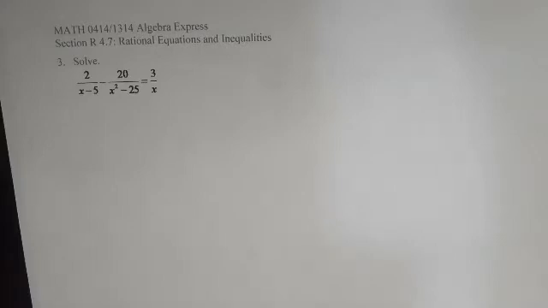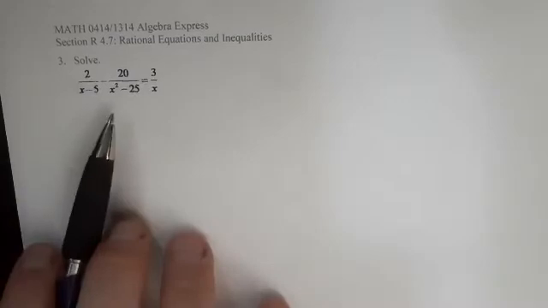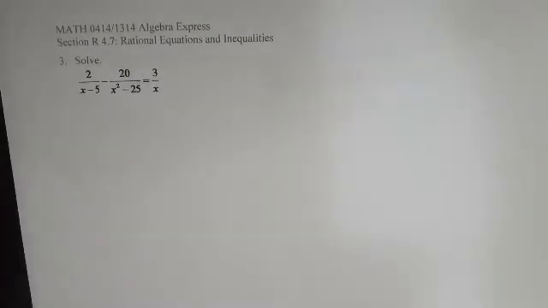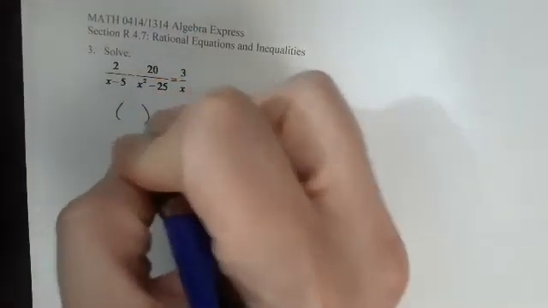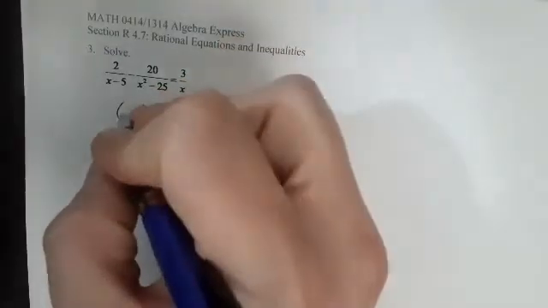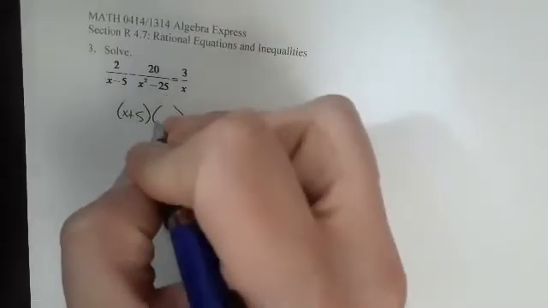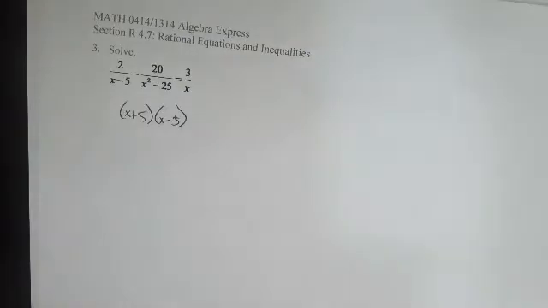Now we want to find an LCD of this thing. So we have an x minus 5, we have an x squared minus 25, and we have an x. So hopefully if you're looking at these, the thing that you notice that might look different is that we have something that looks like x squared minus 25 on bottom. If that's the case, we can really think of x squared minus 25 as a difference of squares. We really want to factor things if we're going to find an LCD. So this is an x plus 5 and an x minus 5 combined.